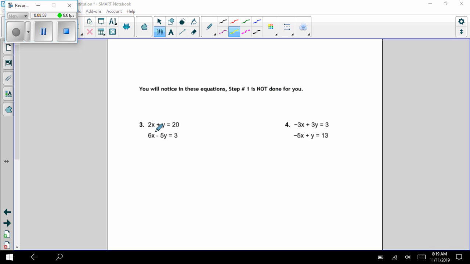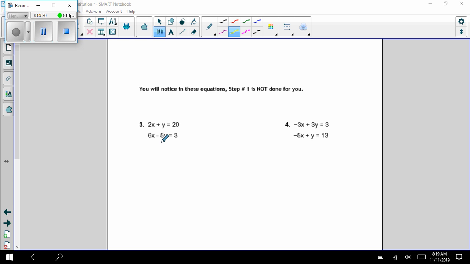So 2x plus y equals 20. There is a coefficient in front of the x, so I probably don't want to solve for x on this occasion. y doesn't have a coefficient, so I think I'm going to choose to solve for the y in the first equation because the second equation has a coefficient in each of them. So that's my thought process. You can do either, but that's where I'm going to start.